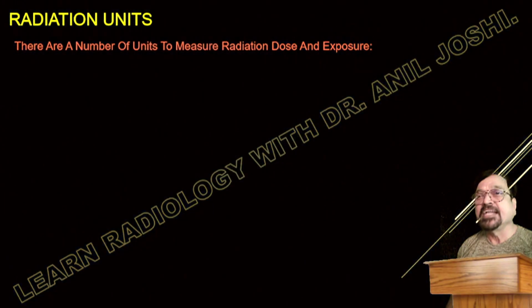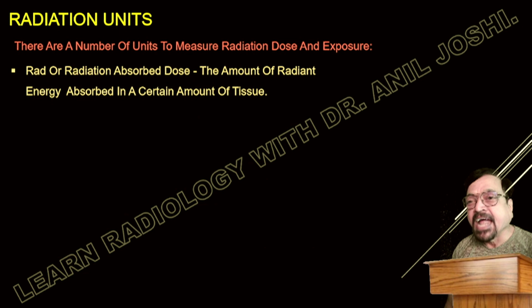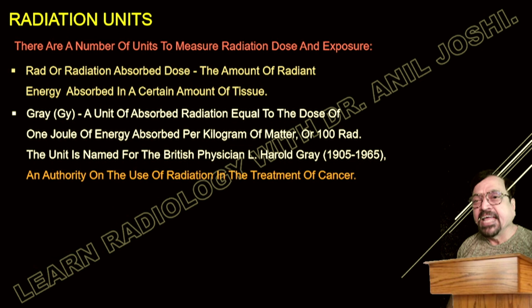Now what are the radiation units? There are a number of units to measure radiation dose and exposure. First is rad, or radiation absorption dose, short form RAD. It is the amount of radiant energy absorbed in a certain amount of tissue. Second is gray, a unit of absorbed radiation equal to the dose of 1 joule of energy absorbed per kilogram of matter, or 100 rad.